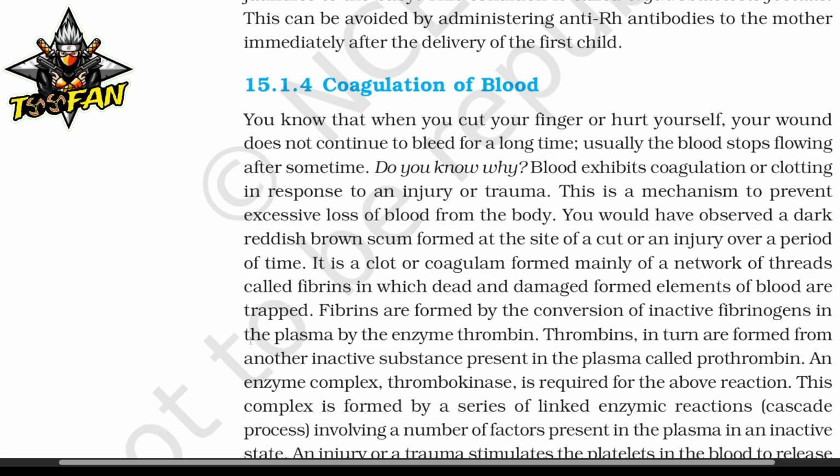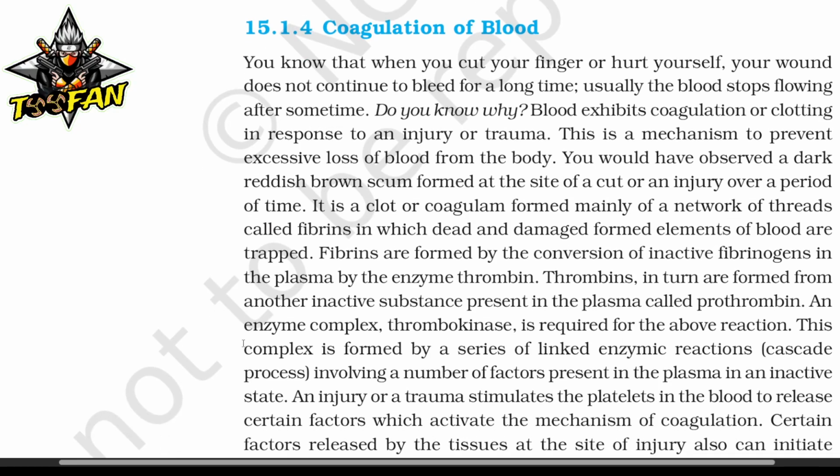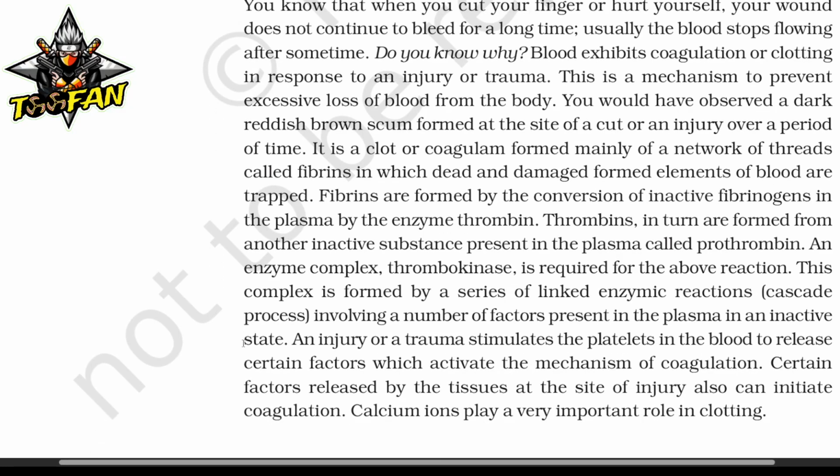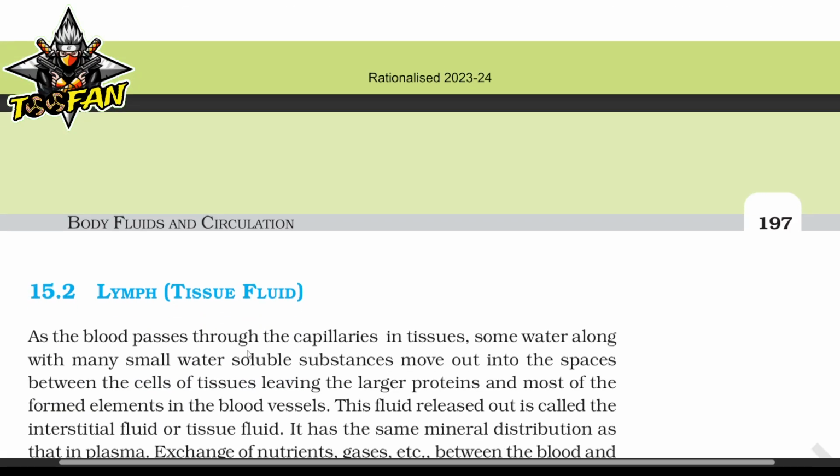An enzyme complex, thrombokinase, is required for the above reaction. This complex is formed by a series of linked enzymatic reactions, a cascade process, involving a number of factors present in the plasma in an inactive state. An injury or a trauma stimulates the platelets in the blood to release certain factors which activate the mechanism of coagulation. Certain factors released by the tissue at the site of injury also can initiate coagulation. Calcium ions play a very important role in clotting.